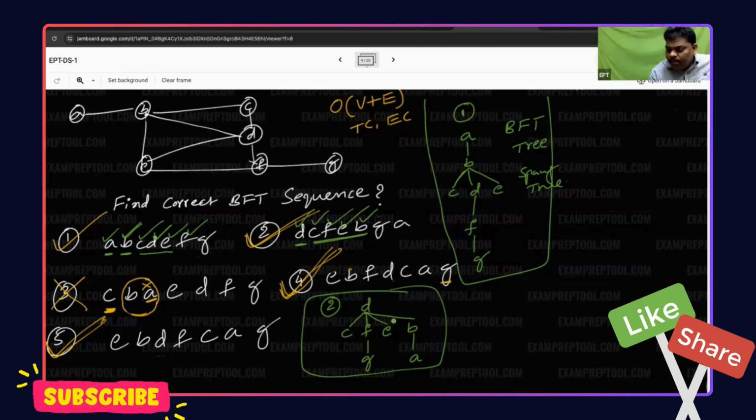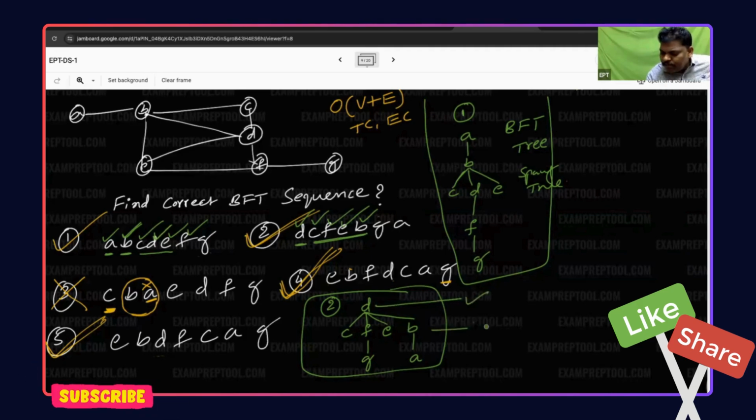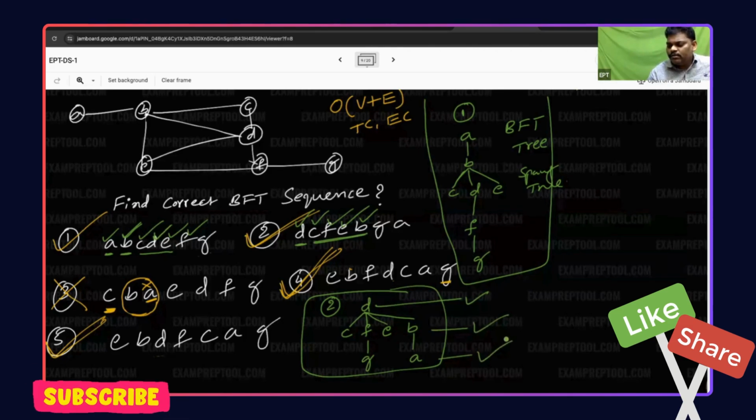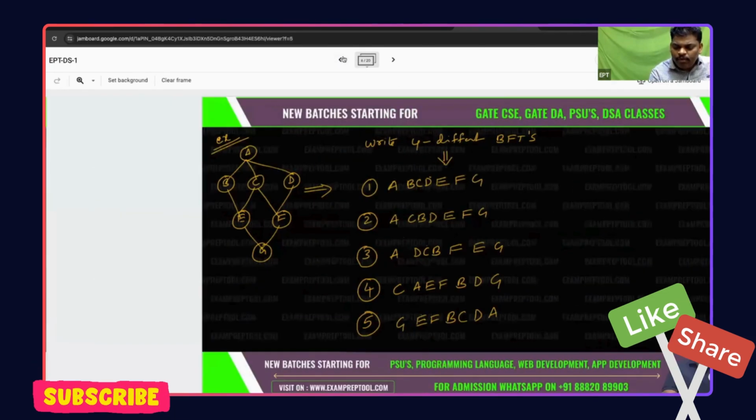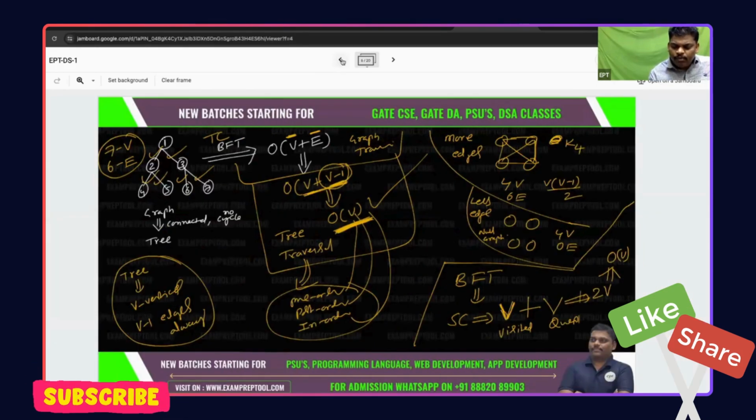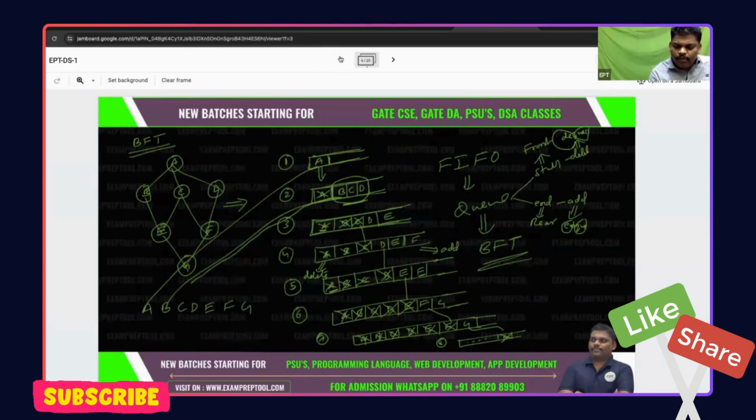That's the reason BFT is also known as level order traversal. What is the meaning of level order traversal? First the parent, followed by their adjacent, followed by their adjacent. See, first parent, followed by their children, followed by their children, and so on, keep on going. That is the reason it is called level order traversal. From now onwards, anywhere you see level order traversal, please be careful.